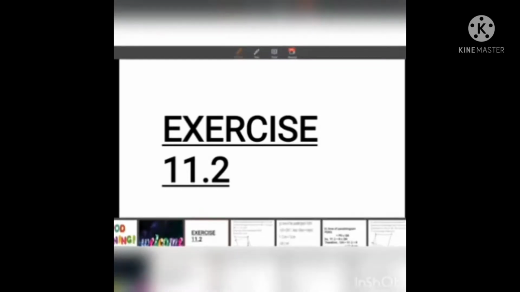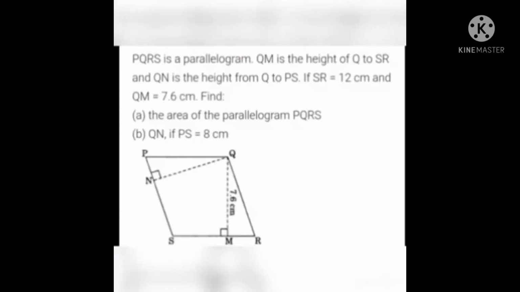11.2. So how we'll solve these questions, we can see. The first question: PQRS is a parallelogram. QM is the height of Q to SR and QN is the height from Q to PS. If SR is equal to 12 cm and QM is equal to 7.6 cm, there are two questions. Find the area of the parallelogram PQRS and the length of QN if PS is equal to 8 cm.